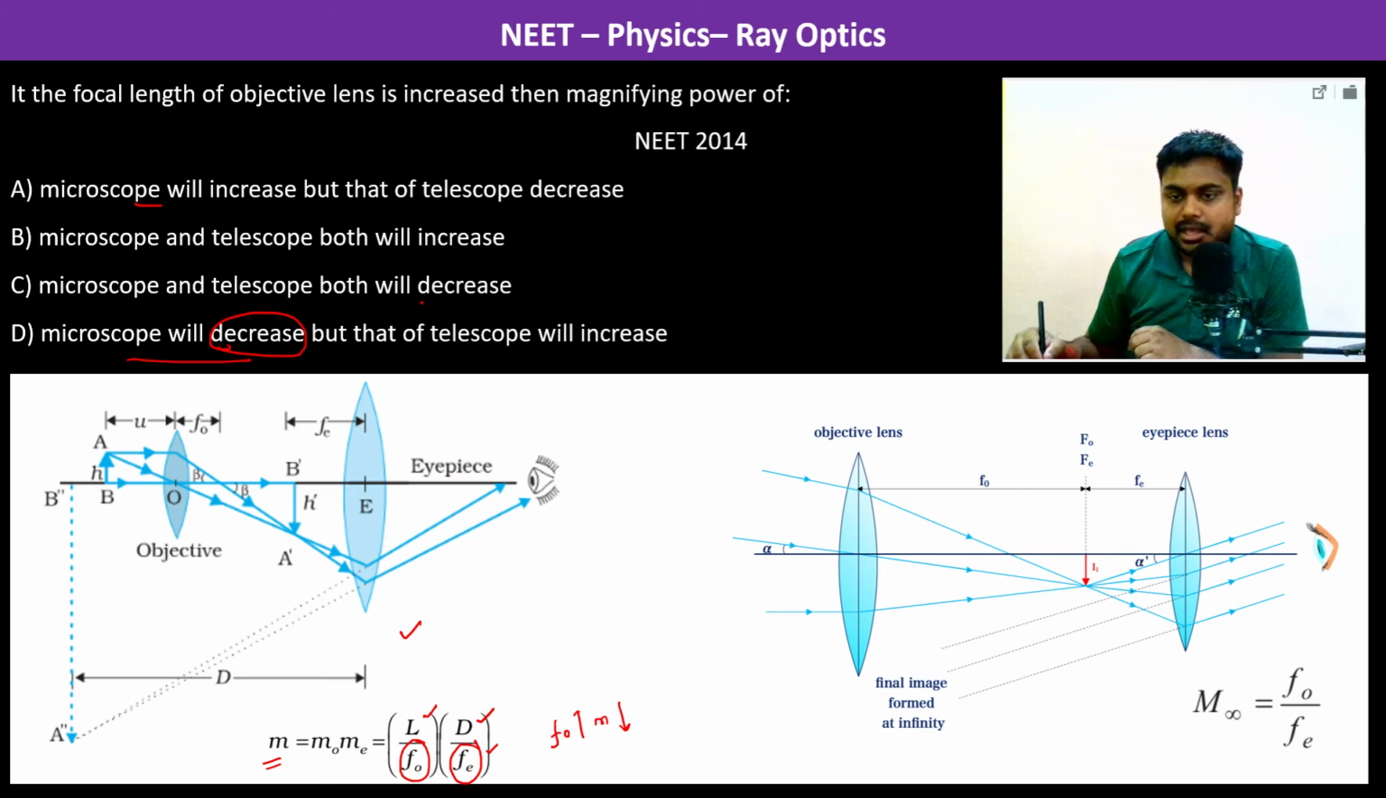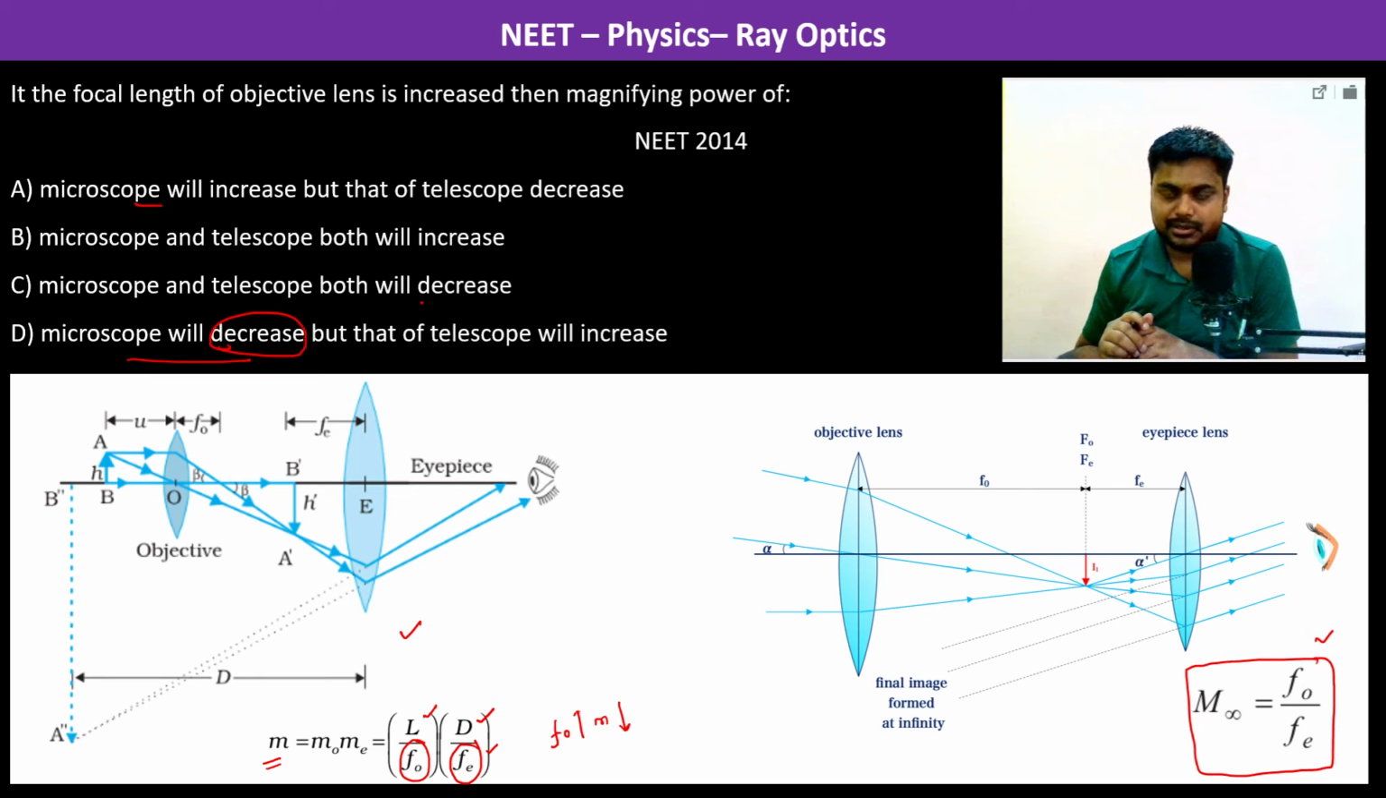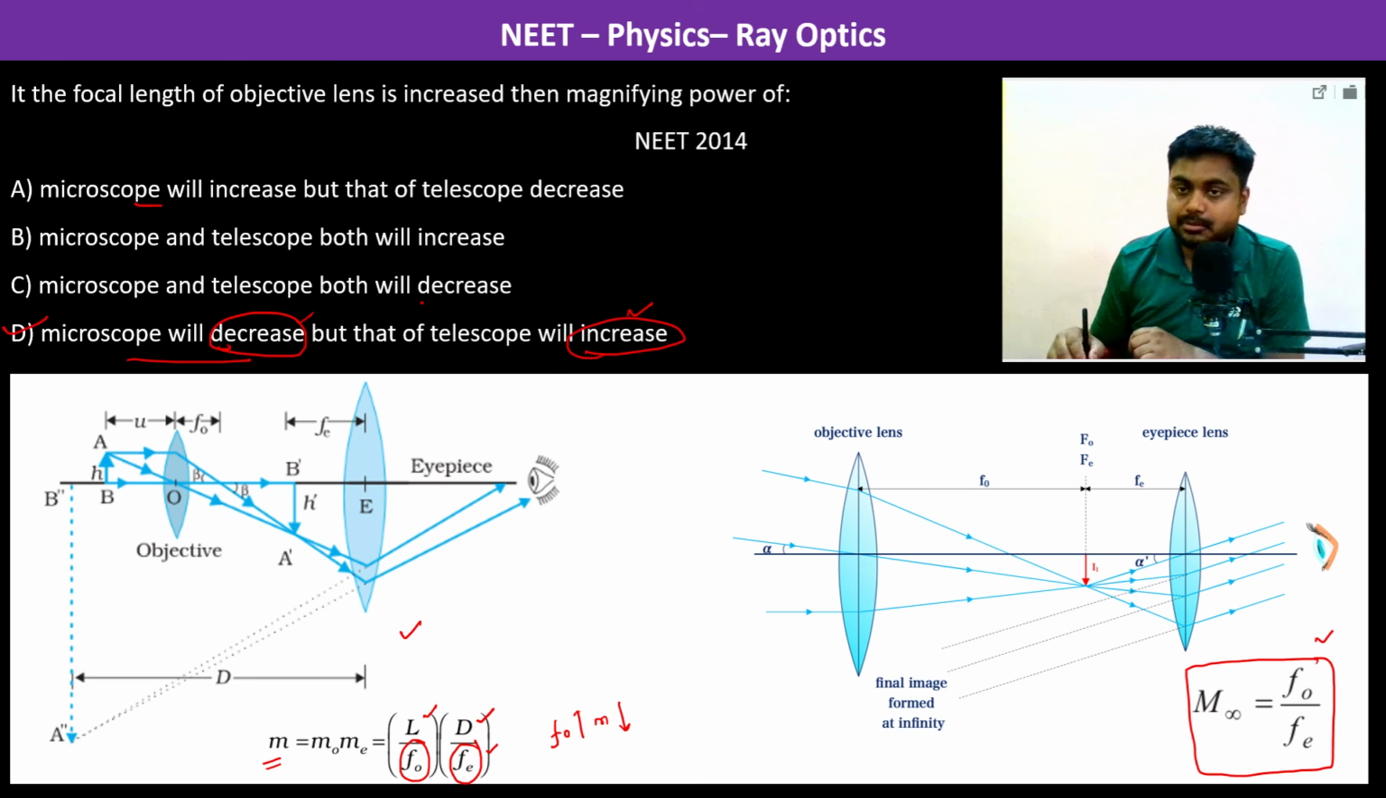Okay. And in telescope the formula is FO divided by FE, that is the formula of magnification. So therefore when FO increases, the magnification also increases. So therefore in the telescope it's going to increase. So therefore the answer is going to be D.